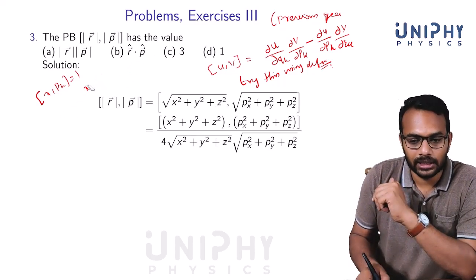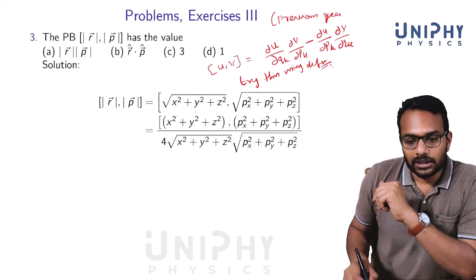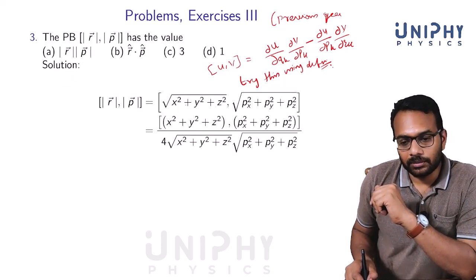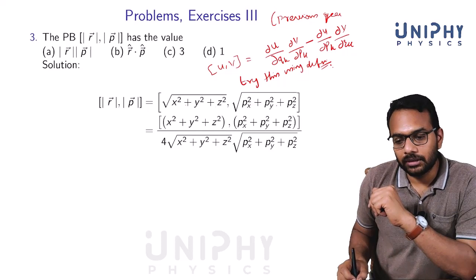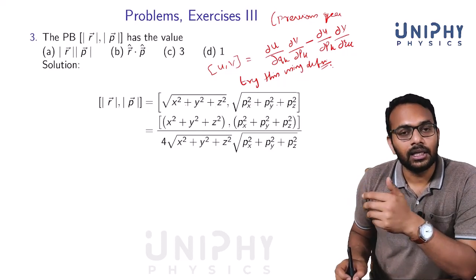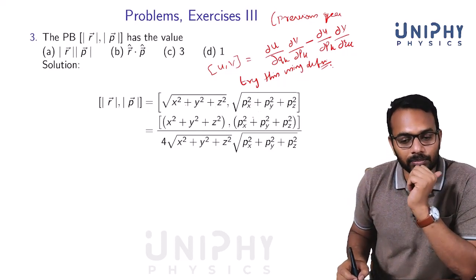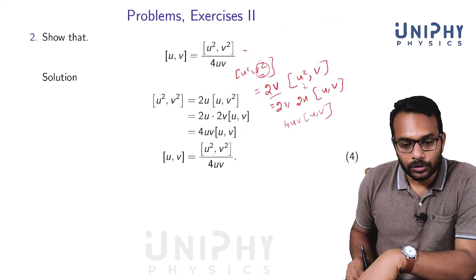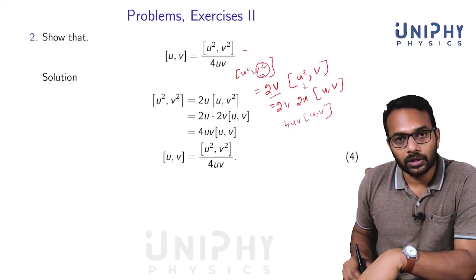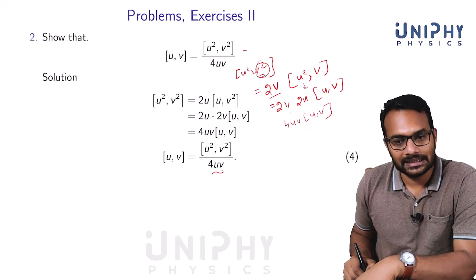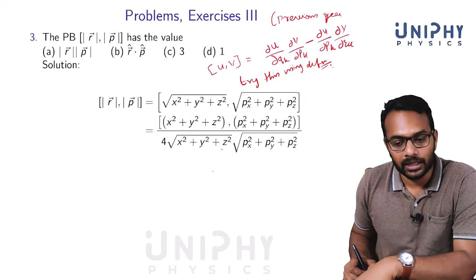All right. So here we have got the square root of x square plus y square plus z square, and the square root of px square plus py square plus pz square. Now we can use the previous result. What was our previous result? It said that {u, v} is equal to {u square, v square} divided by 4uv. That's exactly what we'll do here. We'll find {u square, v square} and divide it by 4uv.